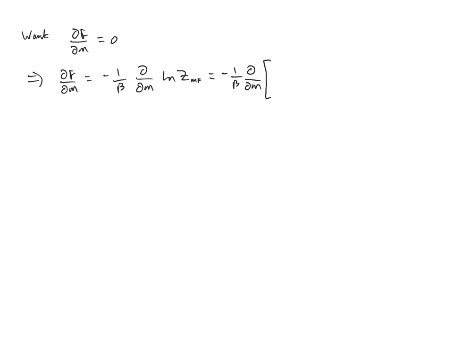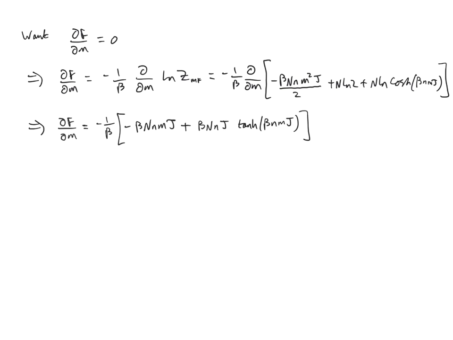We're going to get minus beta n m squared J over 2. That's our constant shift. And then we have plus n log 2 plus n log of the cosh of beta n m J. Okay, so that looks very complicated, but I hope the logic is clear. And now, of course, we need to take the derivative with respect to m and set it equal to 0. So this is the result, and here you see I've used the fact that the derivative of log cosh is equal to tanh. And this whole thing should be set equal to 0.